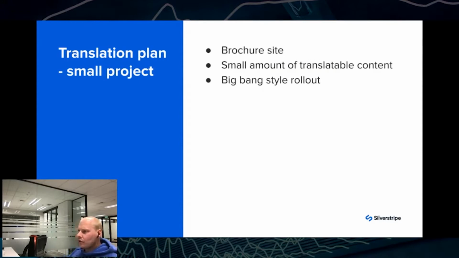Let's get back to our translation plan and start with a very simple example. So we'll have a really small project size. It can be a small brochure site with only dozens of pages that we need to translate, and we can get the translations ahead of time. So the content can be pre-populated in a CMS, and then we can just publish all the pages at once because it's just a handful of pages.